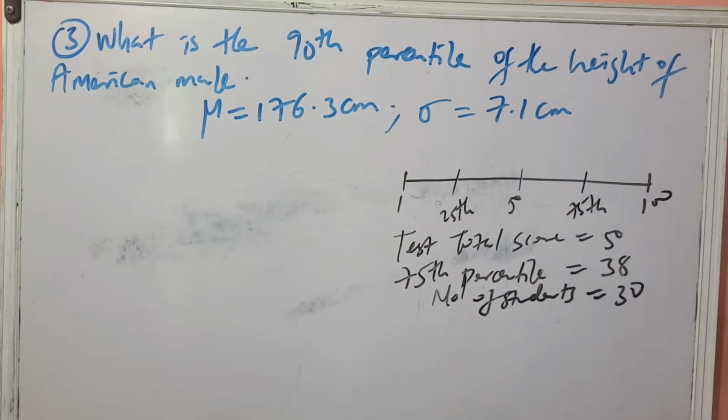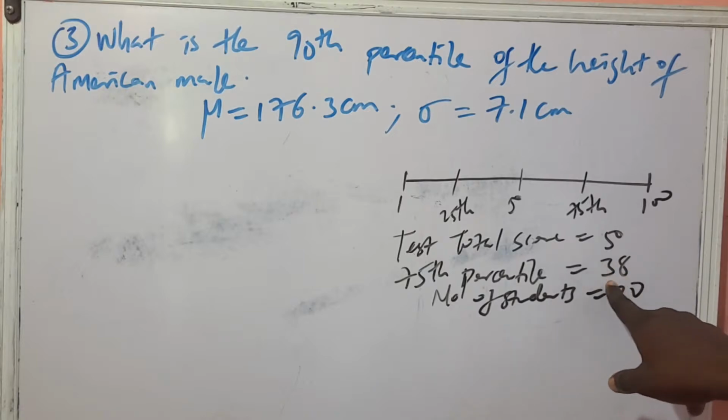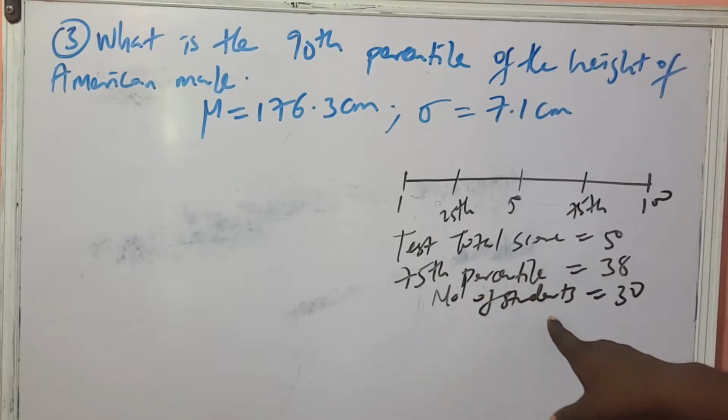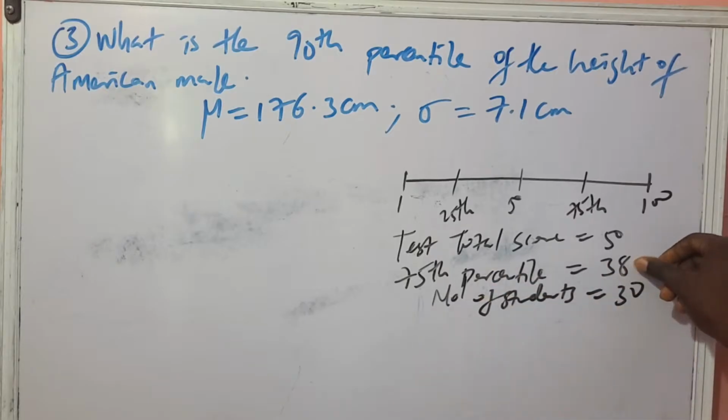So I came to you and told you that the 75th percentile of the test score was 38. The question is, what's the interpretation of that? What this means is that 75% of the data points, that means of the total student scores, 75% of it is as small as this or smaller than this. That means 75% of the data scores had 38 or less than 38.